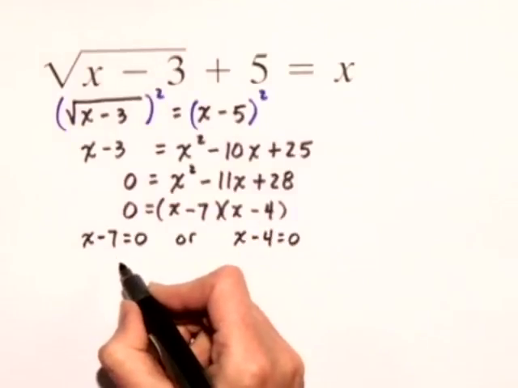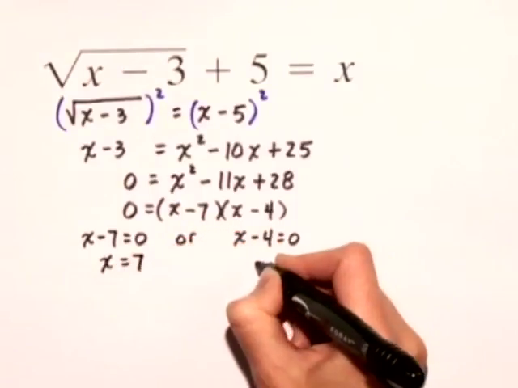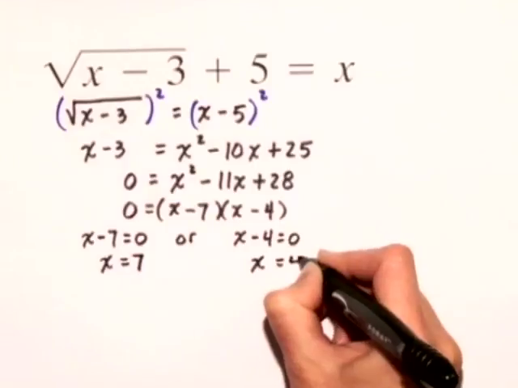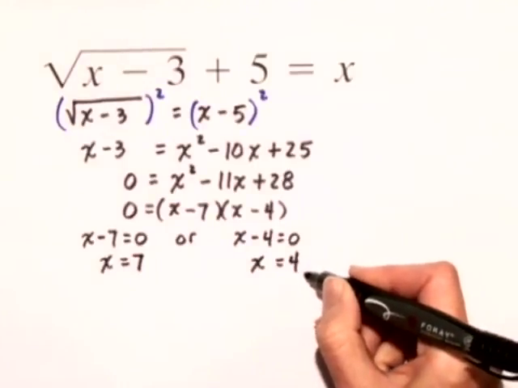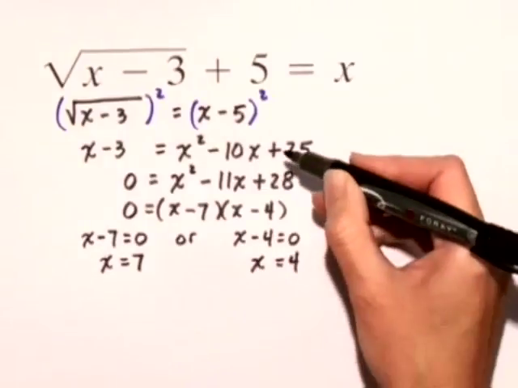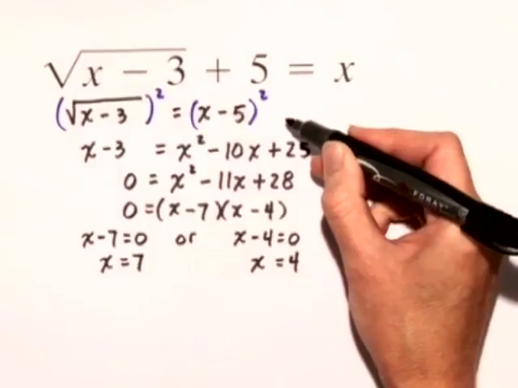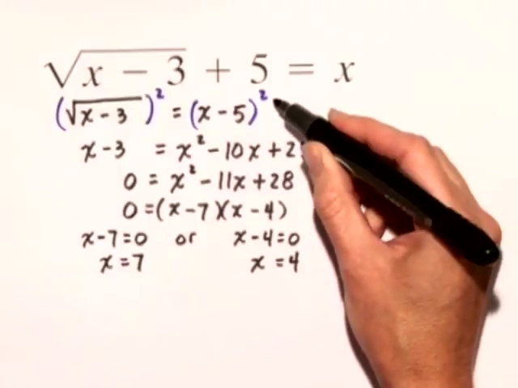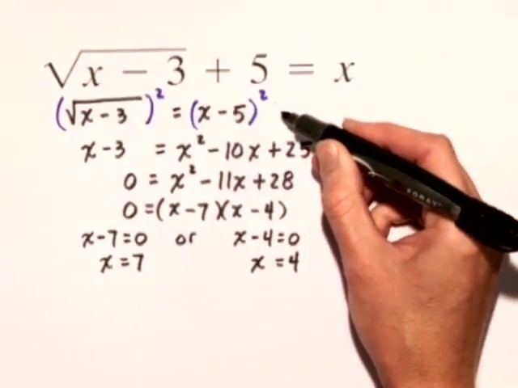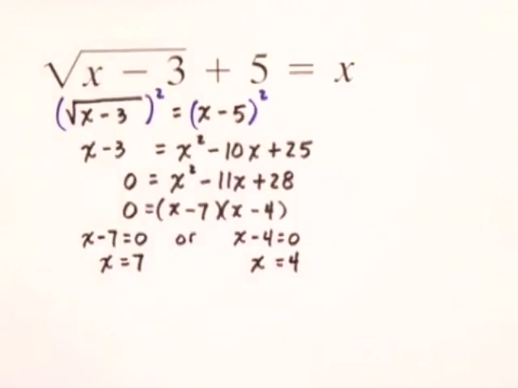So we have two potential solutions here. First, we have x is equal to 7, and next we have x is equal to 4. I use the word potential solutions because we need to check both solutions in our original equation. Remember, anytime you raise both sides of a radical equation to an even power, it's possible that you'll come up with an extraneous solution. So we need to check both of these.